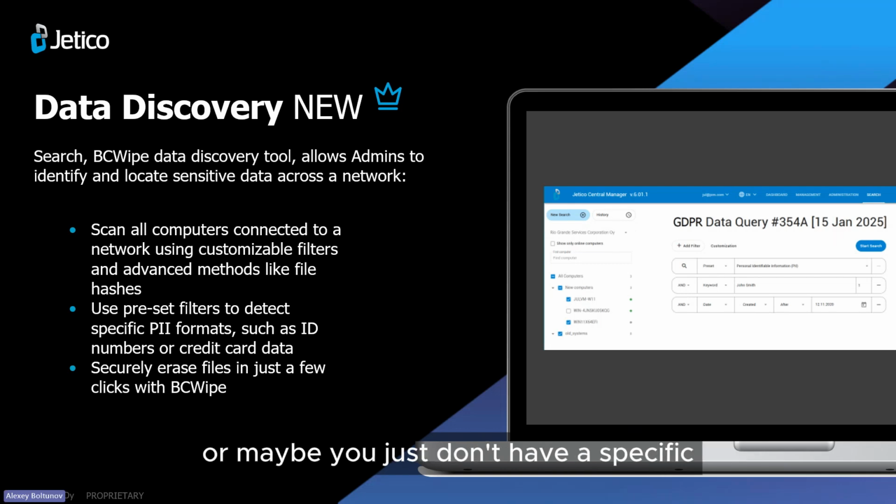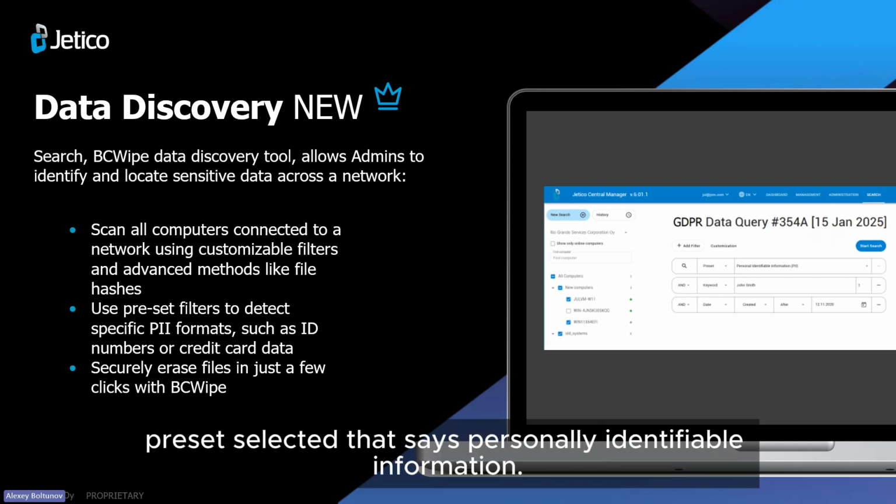Or maybe you just don't have a specific name associated with the request. Maybe you only have a customer ID and you need to find a specific passport number or maybe a saved credit card number. BCWipe can do this as well. There are smart presets that can find information based on what it looks like. So here on the screenshot, you see a preset selected that says personally identifiable information.